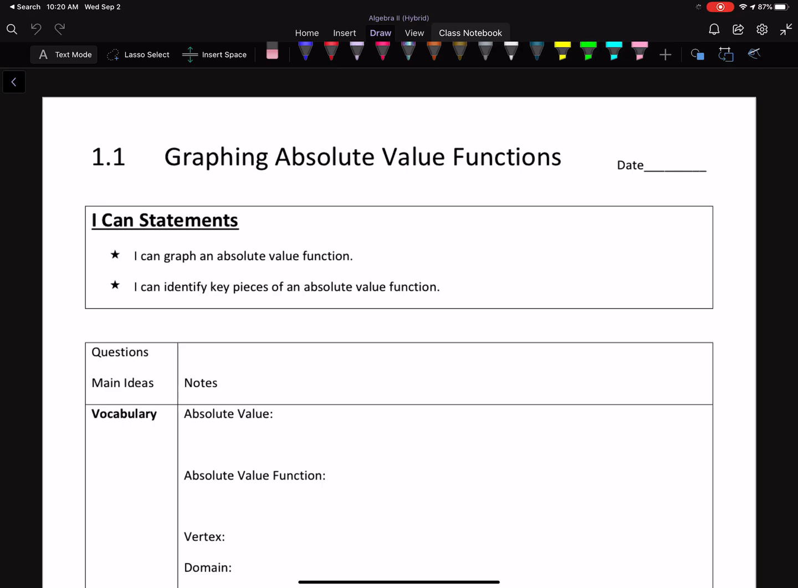We are starting off the year with graphing some absolute value functions. So two goals today: graphing an absolute value function and identifying key pieces of an absolute value function.